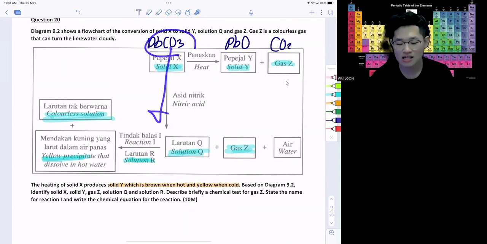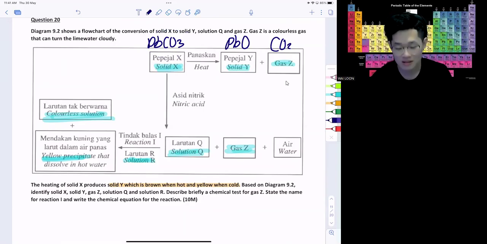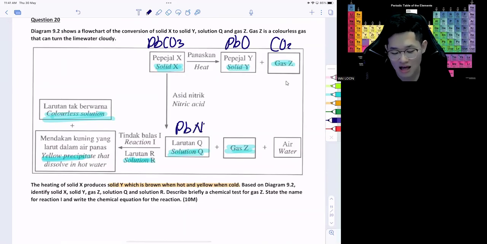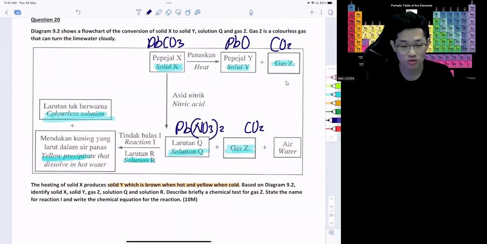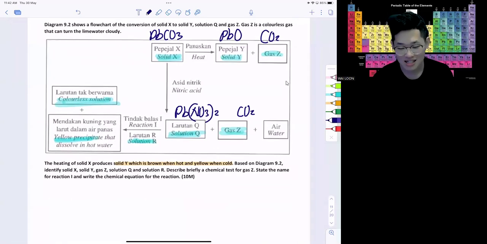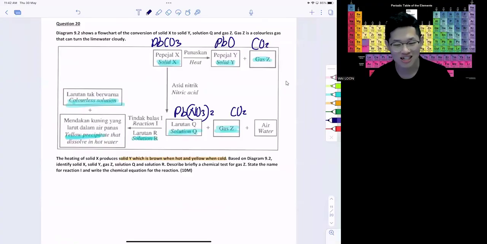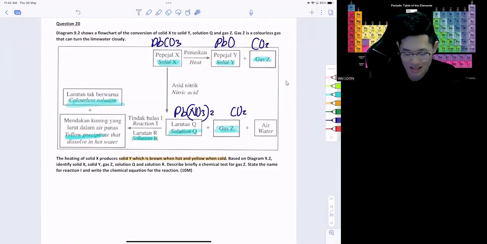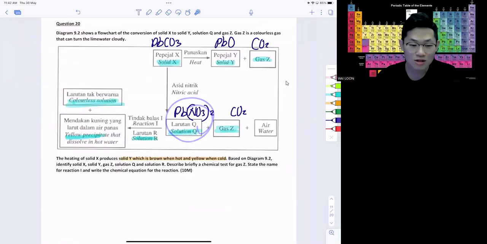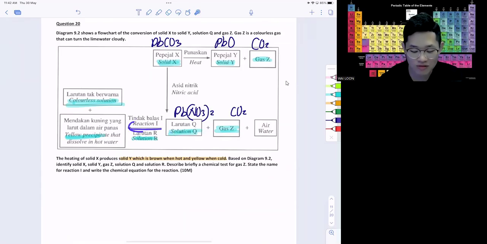PbCO3 plus nitric acid, you just have to write an equation. Then you can get Pb(NO3)2 plus CO2. If you still don't know how to write an equation, you better find out how to do it. Otherwise, GG, okay? So next, lead 2 nitrate reacts with a solution R to get a yellow precipitate.